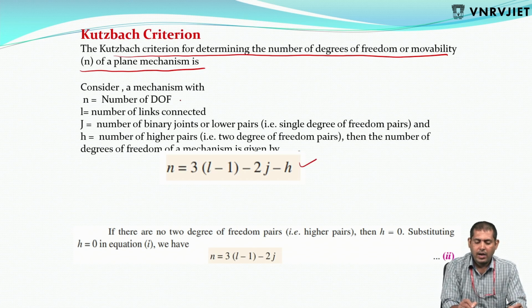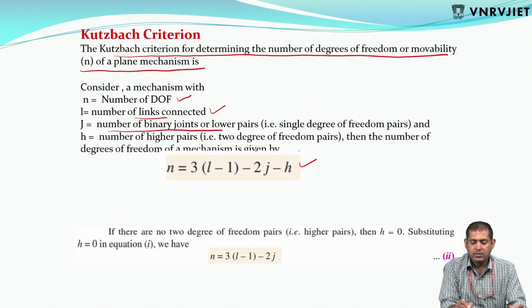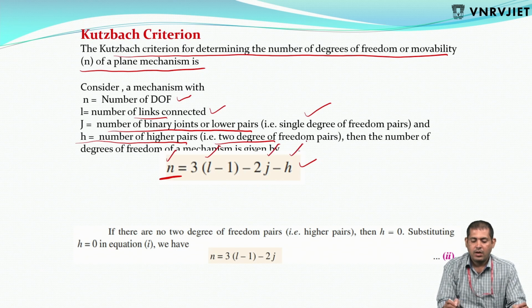Here consider n equal to the number of degrees of freedom, L equal to the number of links, J equal to the number of binary joints or lower pairs, each having 1 degree of freedom, and H equal to the number of higher pairs, each having 2 degrees of freedom. Then n = 3(L - 1) - 2J - H, where n is the degrees of freedom, L the links, J the number of binary joints, and H the number of higher pairs.